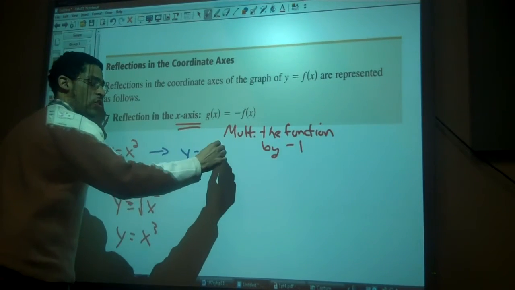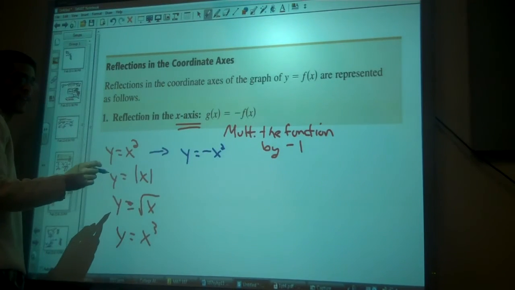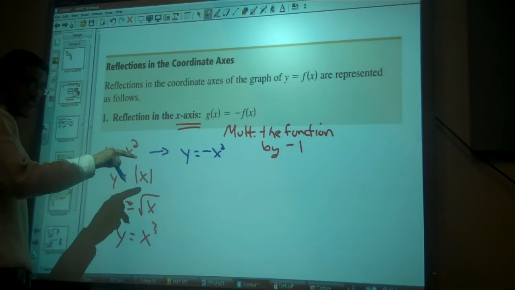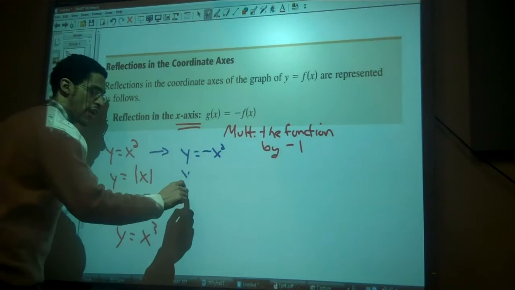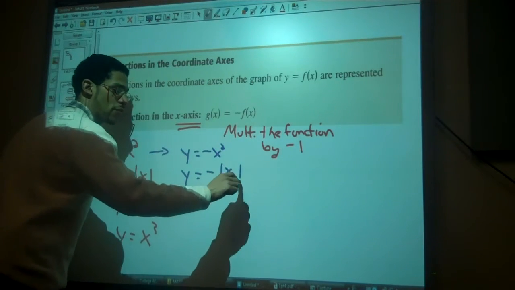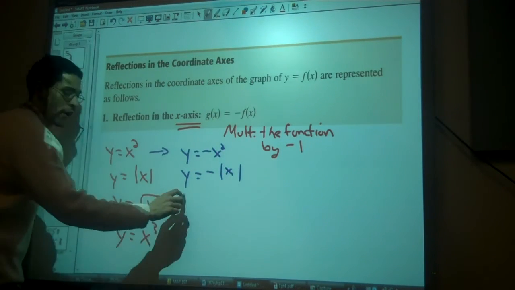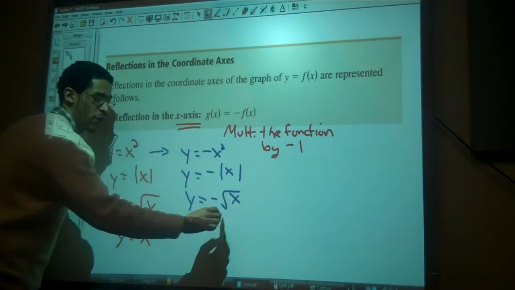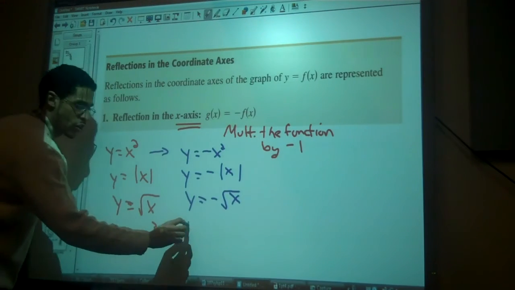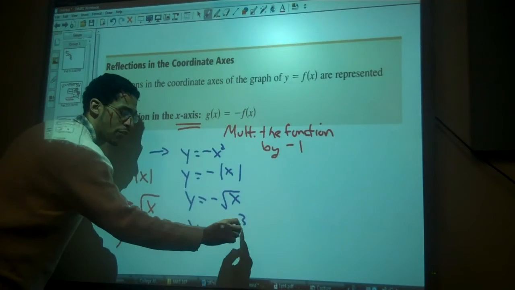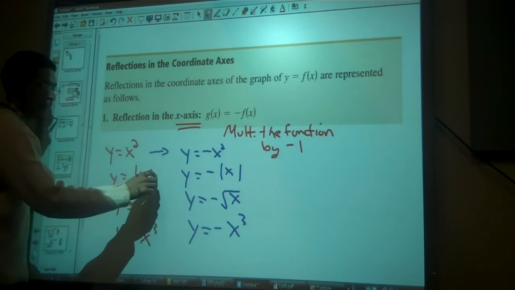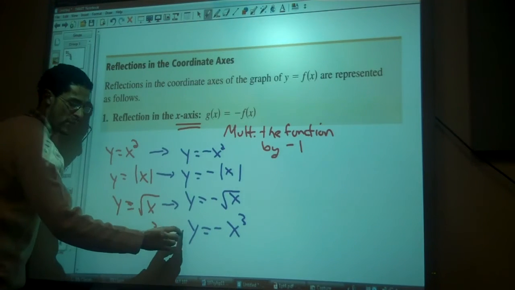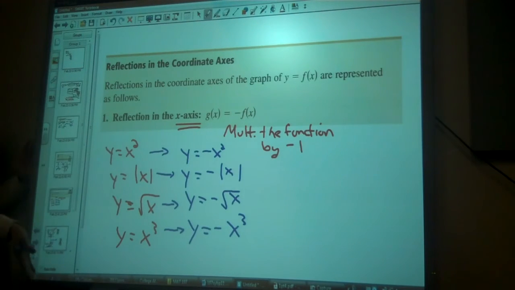So I have negative x squared. That's not negative x quantity, that's -1 times x squared. Or I take the absolute value and I put a negative in front of it. Or I take the square root and I put a negative in front of it. Or I take this x cubed and I put a negative in front of it. All of these would accomplish the goal of flipping these graphs over the x-axis.